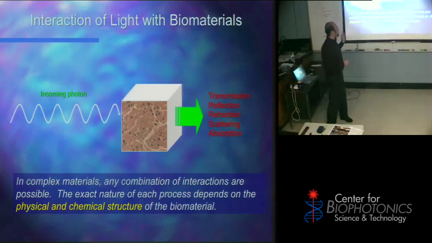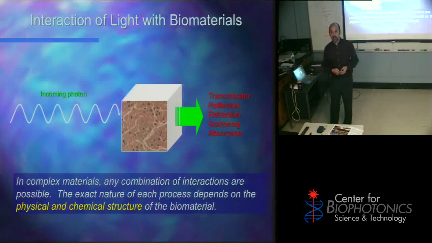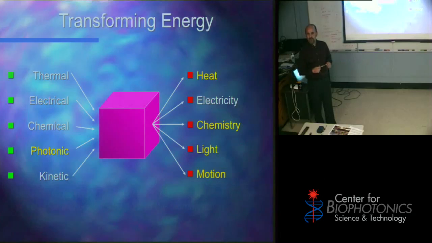So the exact amount or how these things work out in the material is going to depend on the physical and chemical structure of the biomaterial you're interacting with. Okay? So you can have photons interacting with the matter, and they can cause heat. You can heat something up by having the light interact with it. Can you give me an example that you guys feel, hopefully on a regular basis? Sun. Makes you feel warm.